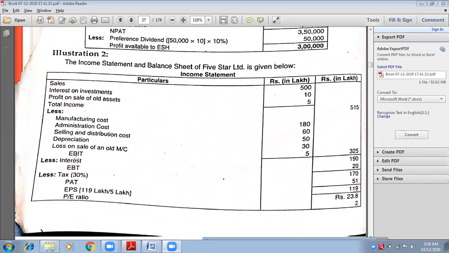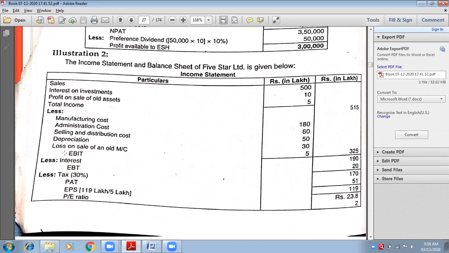Now EBIT is given, income minus expenses. Less interest, EBT, less tax, PAT is profit after tax. EBT means earnings before tax. EBIT means earnings before interest and tax. Now we will start with this. I don't want interest, so let us start with EBIT only.